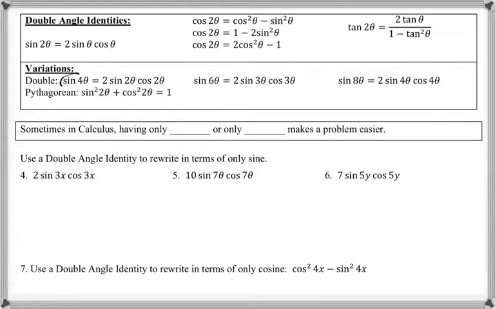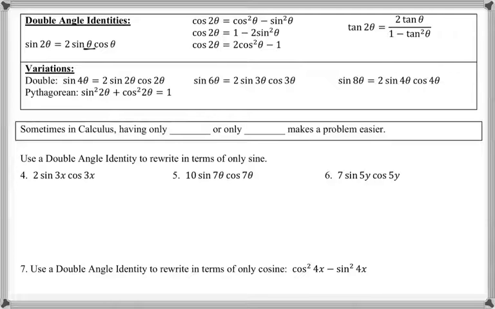Well, if that were sine of 4 theta, then that would be 2 sine of 2 theta cosine of 2 theta. So whatever the angle is, you're really cutting that in half here and here. So if this were sine of 6 theta, it would be sine of 3 theta cosine of 3 theta with a 2 out in front. And if this were sine of 8 theta, it's 2 sine of 4 theta cosine of 4 theta.